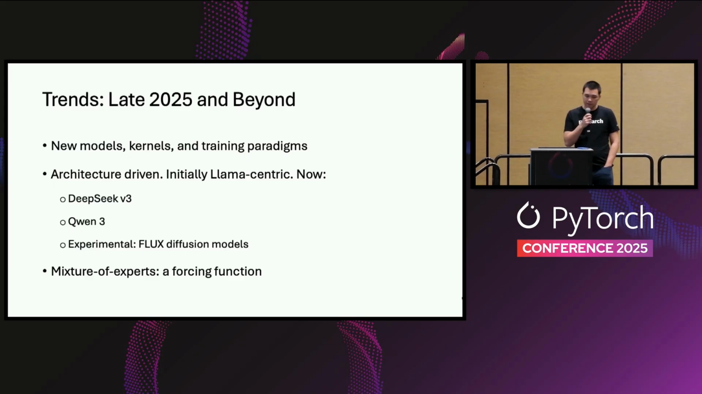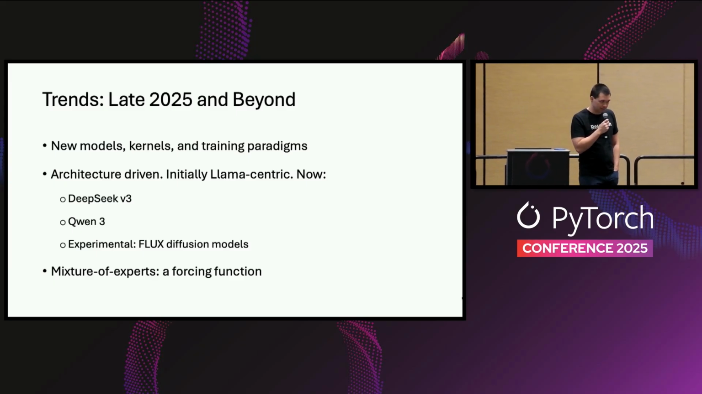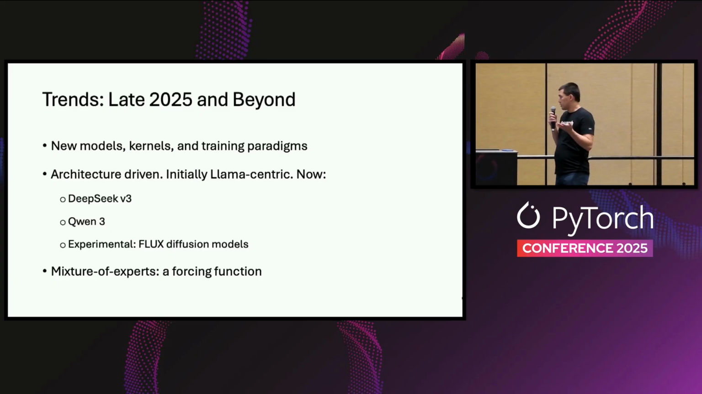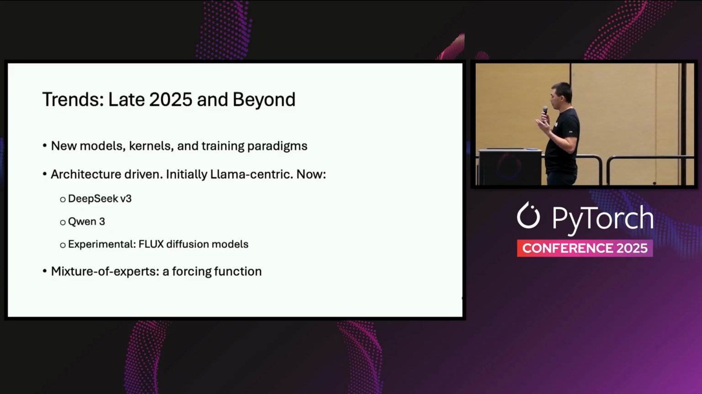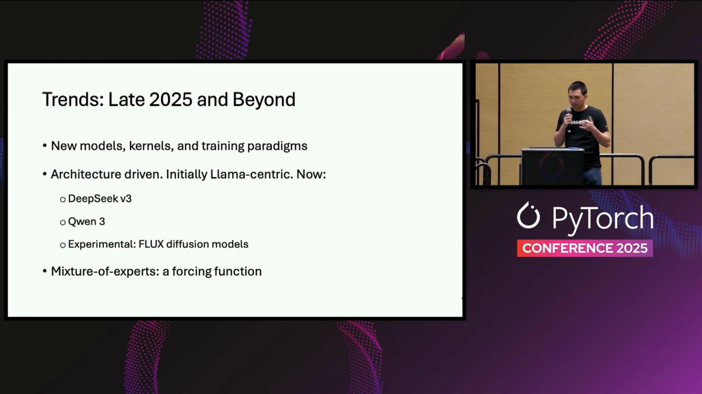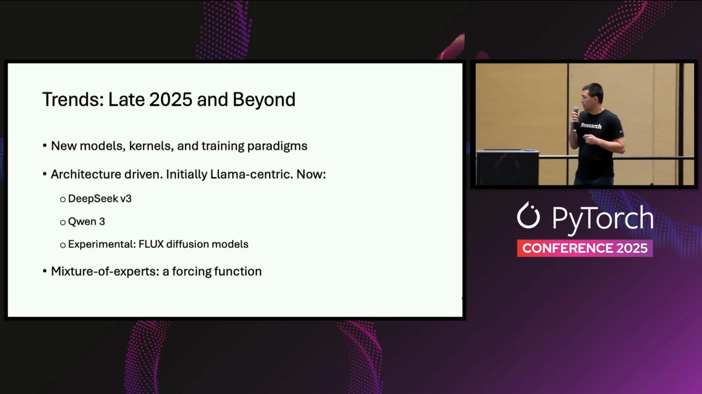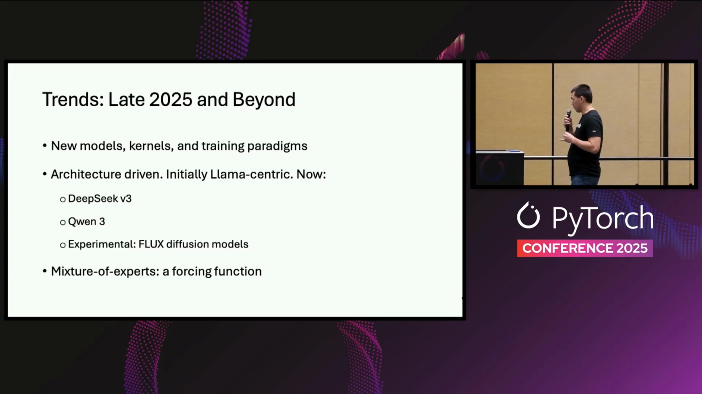So TorchTitan originally was very LLaMA centric. There was just the one model, just LLaMA. And it was great, it showed you how to do everything with LLaMA. So tensor parallel, pipeline parallel, just like everything you want, how to combine them, how to do it in Torch. But at some point that is a little narrow. And now we have more options.